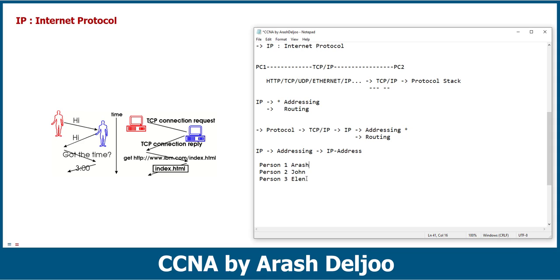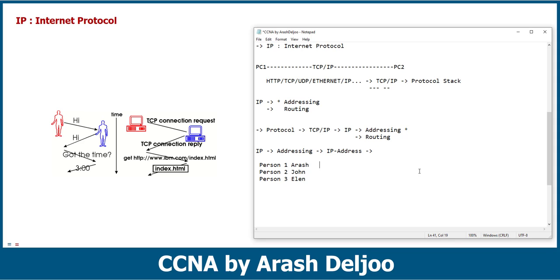Because of that, we need a special and unique name. One of the specifications of names in the real world is uniqueness. If you use the same name between person 1, person 2, and person 3, for example, if I'm using the same name Arash for these 3 persons, we can't use these names. Because of that, one specification criterion of an address is uniqueness.